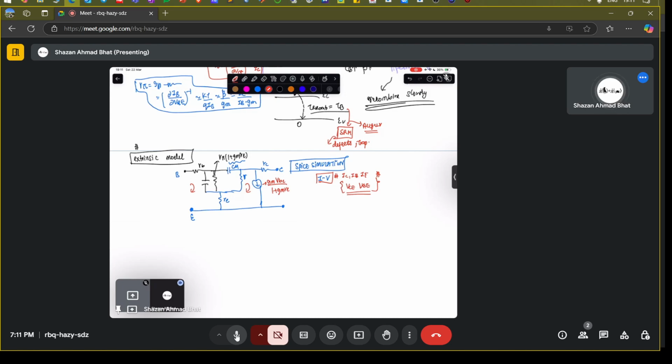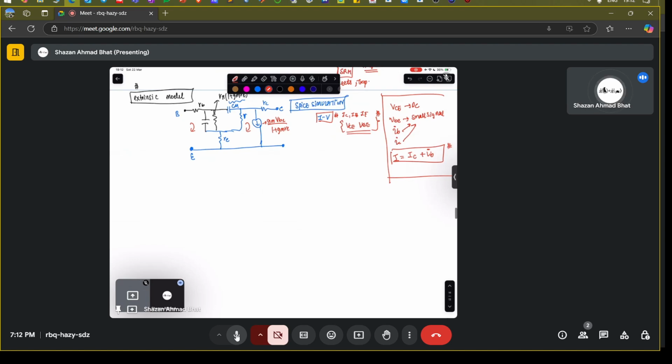There is an important difference in notation. When we write VCE with capitals, it denotes the DC. When we write a small vbe, this represents the small signal, and anything with small subscripts represents the small signal. So the overall current will be the DC component plus the AC component, which is the small signal component. This is the notation followed in all of the lectures.